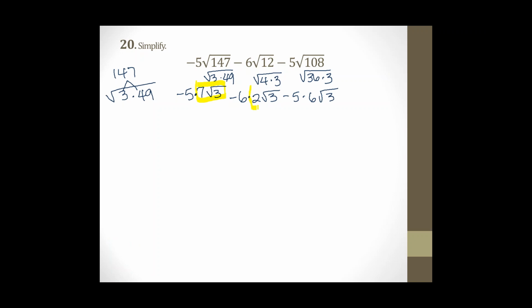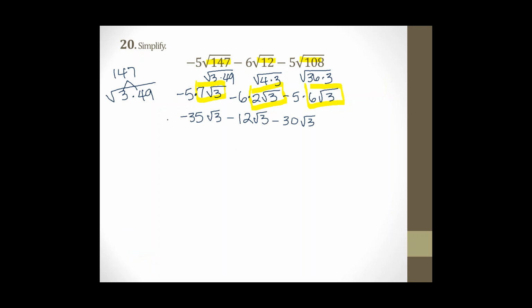These are my radicals that I simplified. Okay? That came from here, here, and here. That negative 5, that negative 6, and the other negative 5, those are the ones in the front. Just want to make that clear. All right, so negative 5 times 7 is negative 35 root 3. Negative 6 times 2 is negative 12 root 3. And negative 5 times 6 is negative 30 root 3.